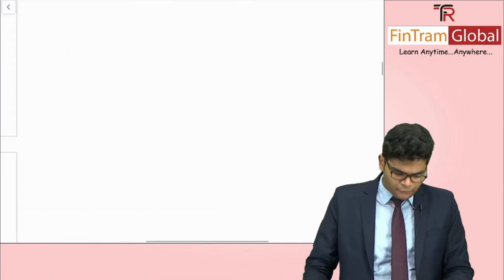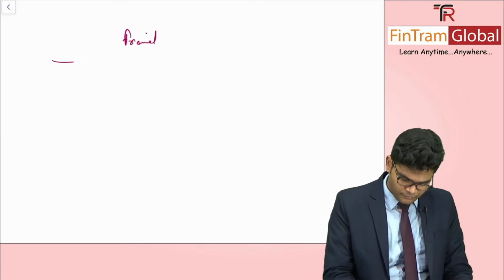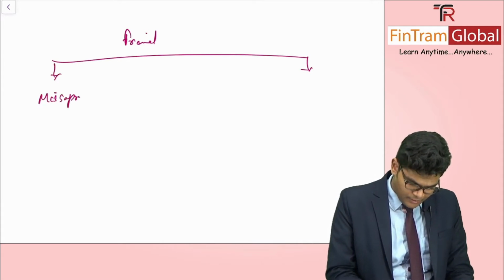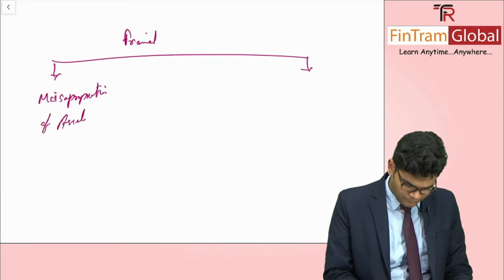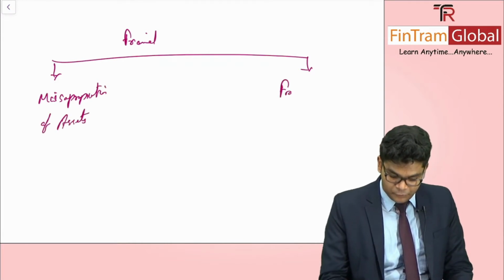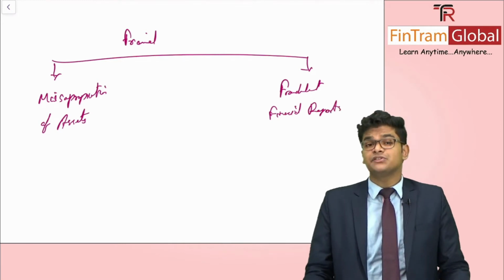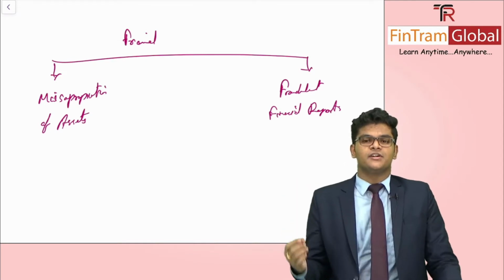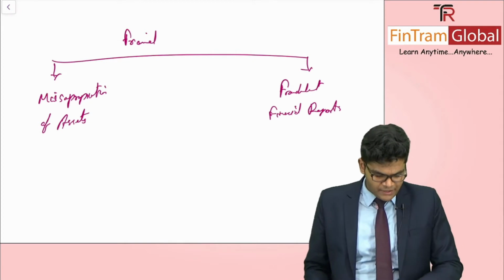And when we talk about fraudulent activities, there are basically two types of fraud. There is the misappropriation of assets, as well as fraudulent financial reporting. These are the two types of fraud that can occur within an organization. Now, what is misappropriation of assets and what is fraudulent financial reporting? Let's talk about that, shall we?